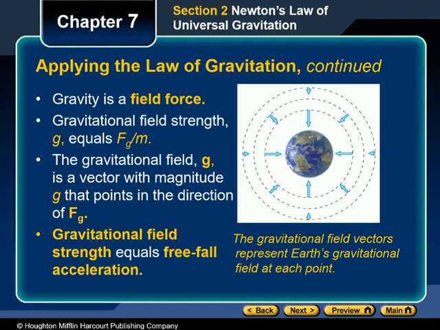Scientists later developed a theory of fields to explain how gravity and other field forces operate. According to this theory, masses create a gravitational field in space. A gravitational force is an interaction between a mass and the gravitational field created by other masses.